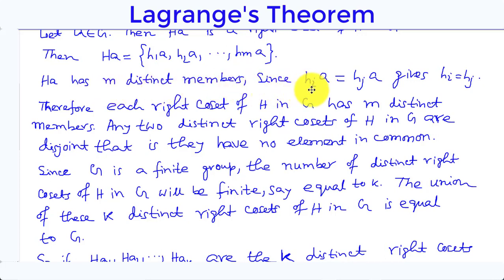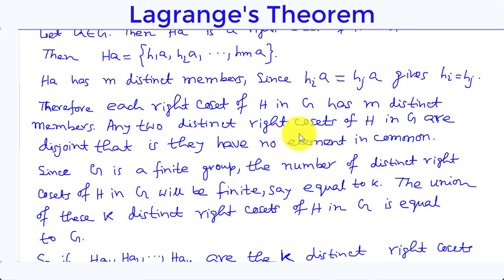Since hia is equal to hja gives hi is equal to hj by right cancellation of a. Therefore, each right coset of H in G has m distinct members.